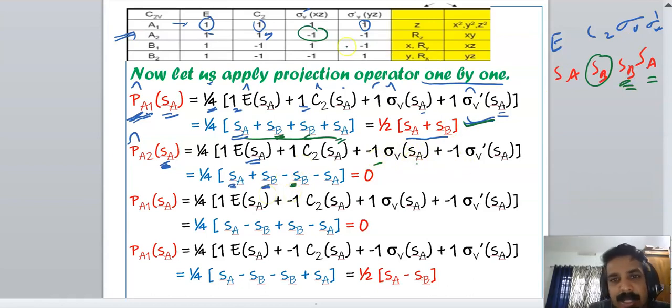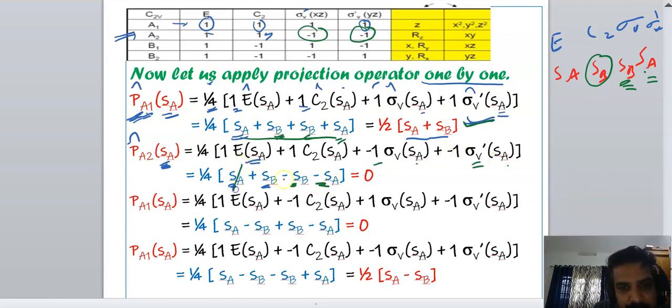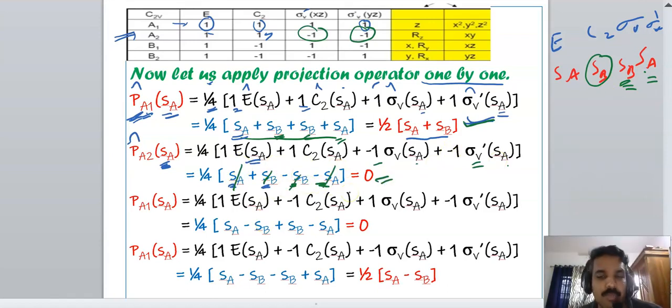Okay. Next again it is also minus 1. So minus 1 into sigma V dash SA. And sigma V dash SA is equal to SA itself. So minus 1 into SA, that is minus SA. So this SA and minus SA cancelled. SB and minus SB cancelled. Therefore 0. So no linear combination having symmetry of A2. No linear combination of SA and SB belongs to A2 symmetry. That is its meaning. Okay.